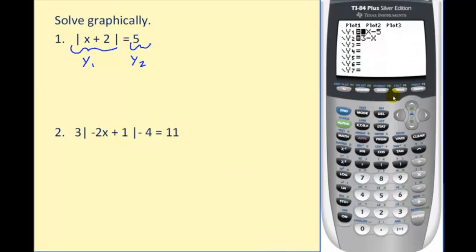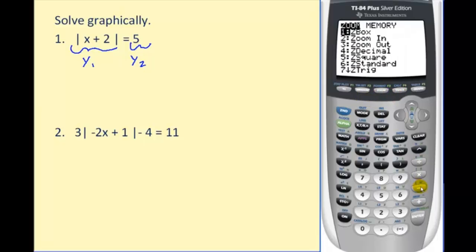Press y equals. If you have any old equations in there, clear those out. To access the absolute value, press Math, right arrow once. ABS stands for absolute value. Press Enter. Type in x plus 2. Close the parenthesis. There's y1. y2 is equal to 5. To make sure we have the standard window, let's hit zoom 6.